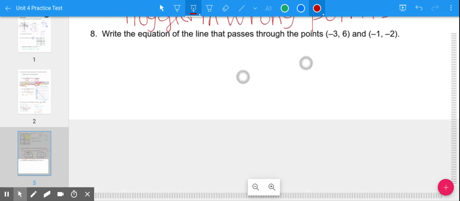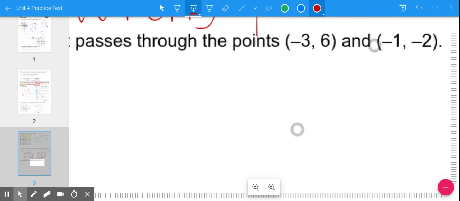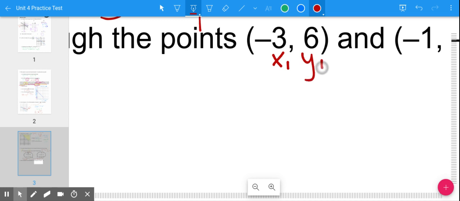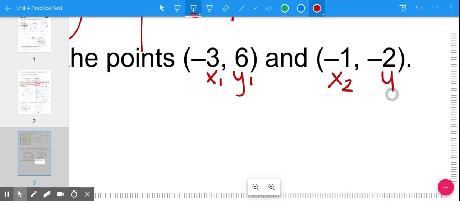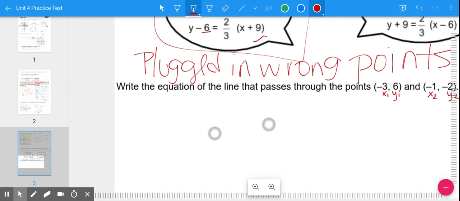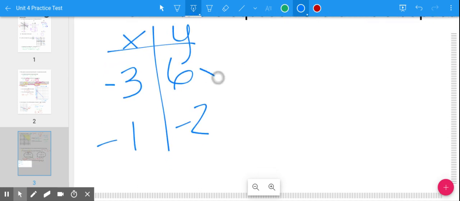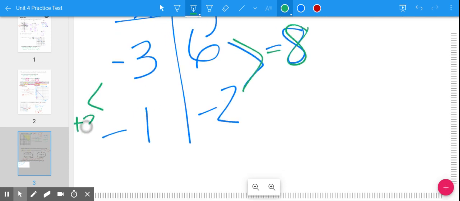Okay, going on to the next problem. Write an equation of the line that passes through the points -3, 6, and -1, -2. So our first thing we're going to do is label our points: x1, y1, x2, y2. And we're going to find our slope by stacking them. So I have my x and my y. So I get -3, 6, and -1, -2. I'm going to find my difference. So from 6 to -2, I'm going down 8. And from -3 to -1, I'm going up 2.